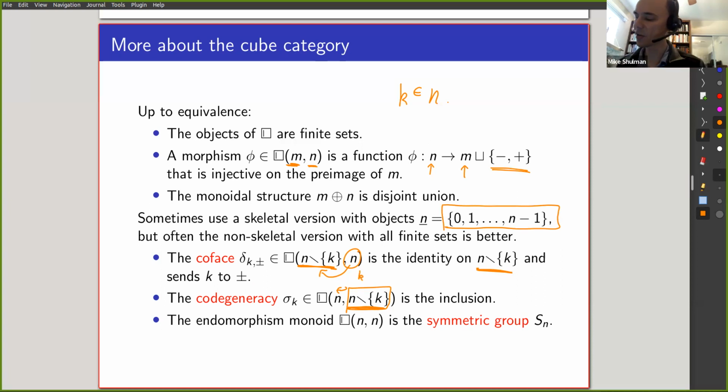So this is why I like to think about the non-skeletal version, because I can just say this here is some other finite set. I don't have to worry about renumbering things. I just take away some element of my set N and I get another finite set. An endomorphism of a finite set here is just a symmetric group. It's just an arbitrary bijection from the set to itself.